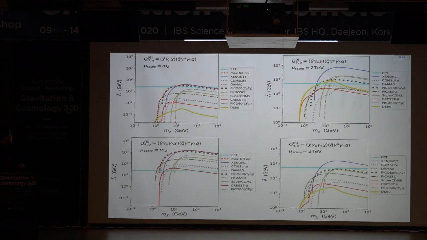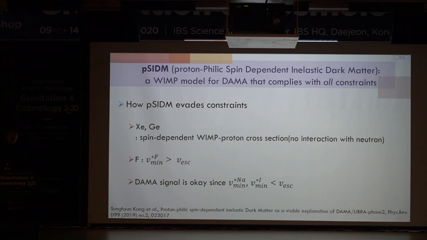And there is one more thing I have to show you, this. For Q63 and Q64, we can obtain their result fixing the mu scale as 2 TeV and using the RunDM code, assuming the axial quark current coupling is the same for all quarks at high scale. However, although we included only DAMA 0, which is an upper bound, not the DAMA modulation, one can say that DAMA is excluded here also. However, proton-philic spin-dependent inelastic dark matter can provide a viable explanation of DAMA.